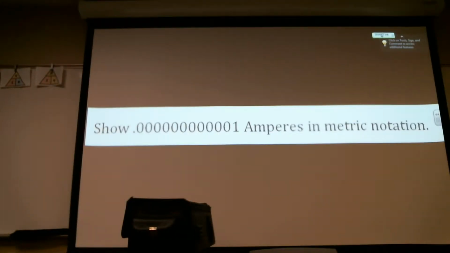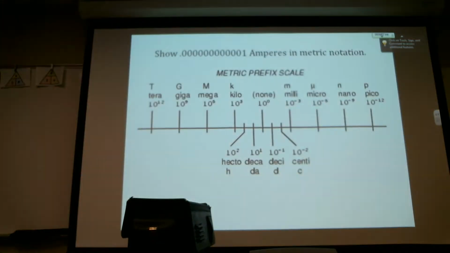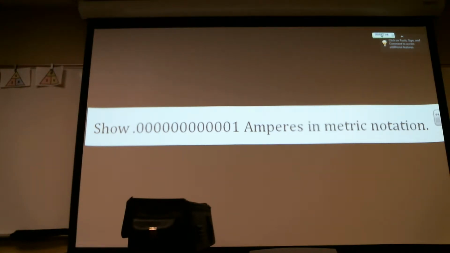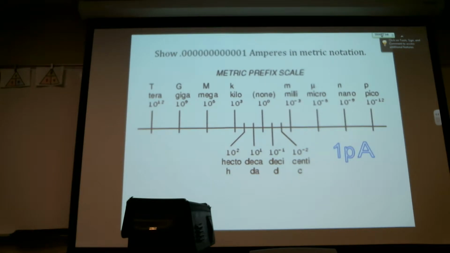I think that's probably on the test. Pico. That's 1 picoamp. Show me that number again. 0.0, there should be 9 of them? What's pico? 1, 2, 3, 4, 5, 6, 7, 8, 9, 10, 11, 12. Okay, so it's 1 pico, right? Picoamp. How do you write pico? 1 pA.